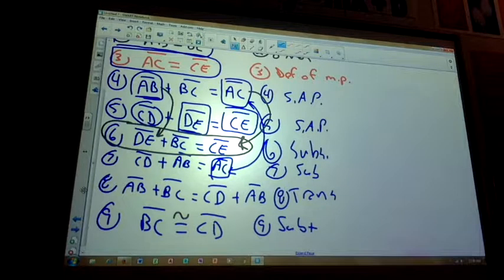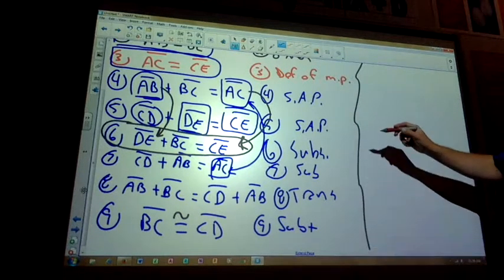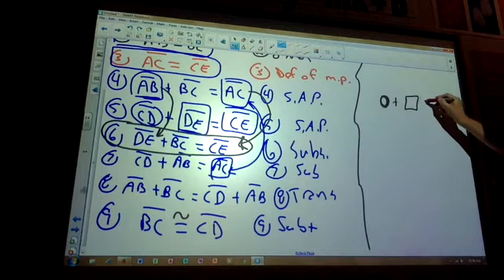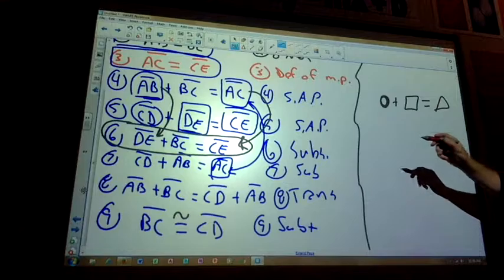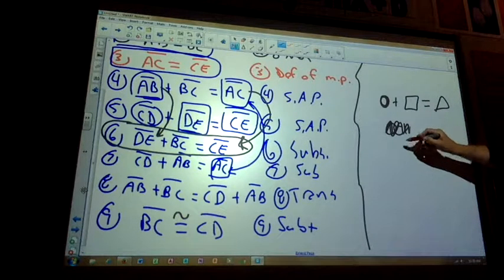If I was to use segment subtraction, that might work as well. Should I do AB plus BC equals AC and then CD plus DE? So where your segment subtraction would work, let's say I have this and I have this. I would probably show something like this.